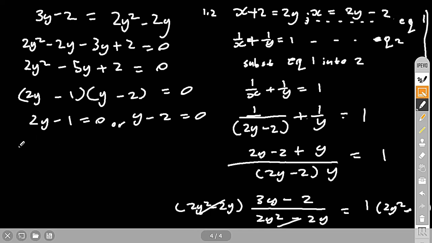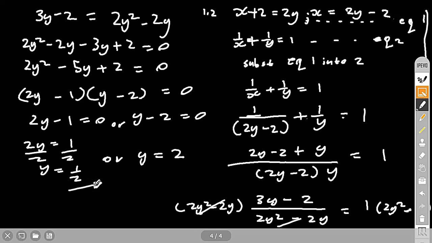And you want y, so 2y is equals to 1, divided by 2 by 2, we get y is equals to 1 over 2, or y is equals to 2. So these are your y values. I don't have space, guys, so I'll have to erase this.